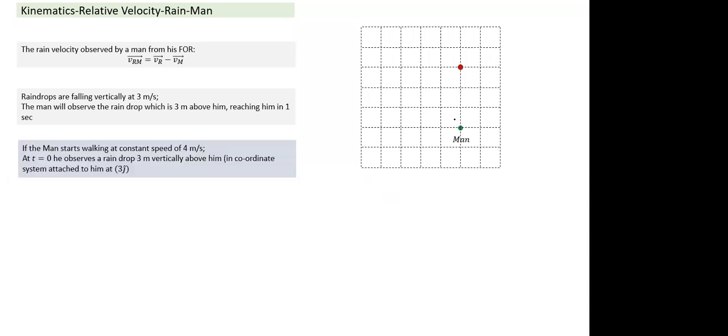That's how the raindrop will appear to be moving if the man is at rest. Now let's see what happens if the man starts walking at a constant speed of 4 meters per second. I have taken the direction towards the left, or we could take some other direction. He is moving towards the left at a constant speed of 4 meters per second. So at t equals 0, he observes it like this.